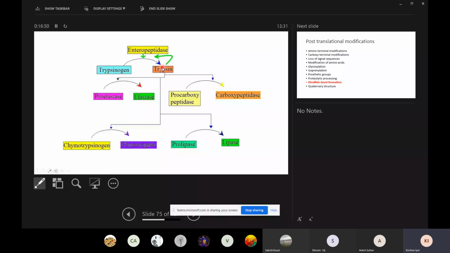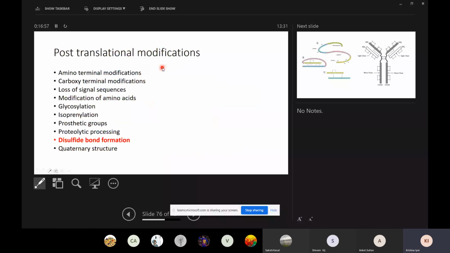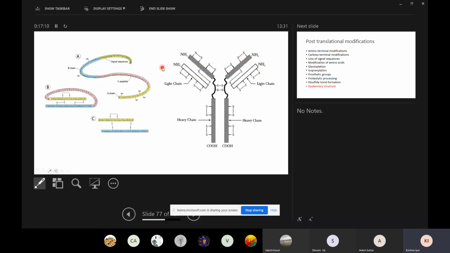Another interesting post-translation modification is disulfide bond formation. Disulfide bond formation is very common in many proteins, and you can get what are called intra-strand disulfide bond formations and inter-strand disulfide bond formation. Here is an example of insulin.